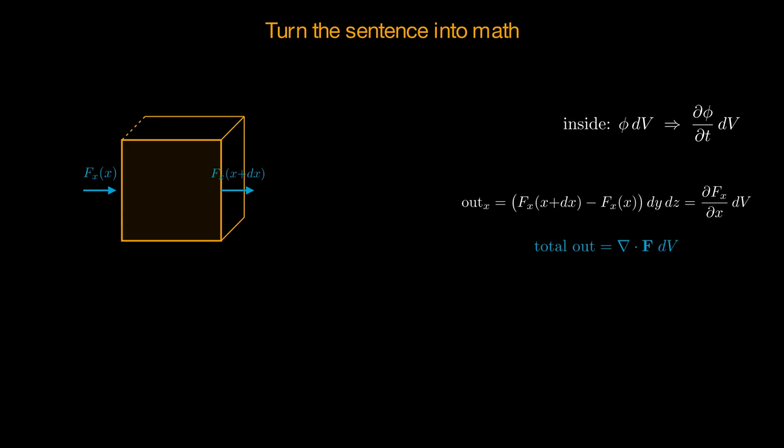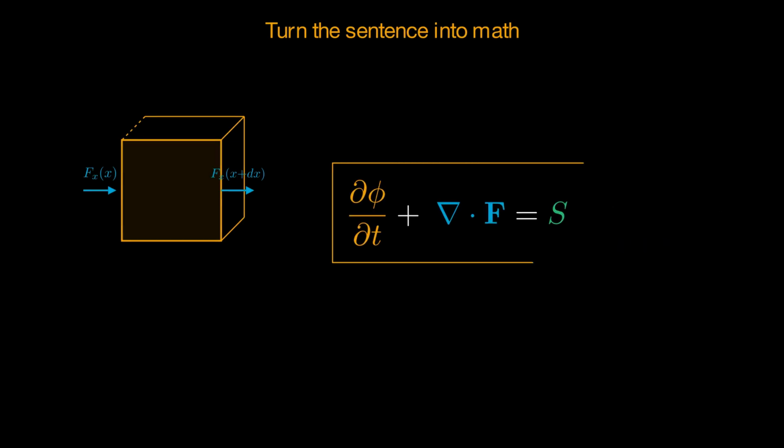Add the same for the other two directions, and the total net outflow is the divergence of F times the volume. Conservation says, rate of change inside equals what flows in, which is minus the outflow, plus the sources. Divide through by the volume, and everything collapses to one line. The time derivative of phi plus the divergence of its flux equals the source.